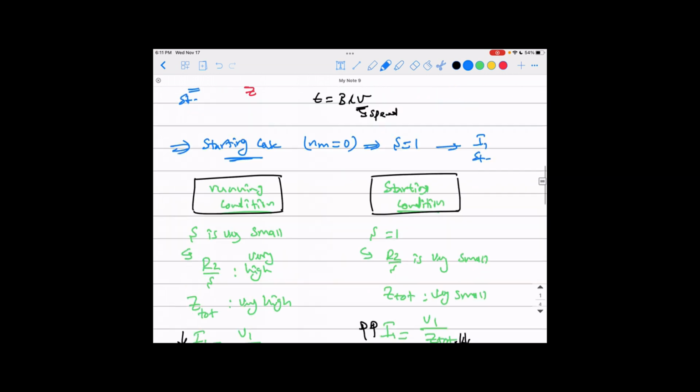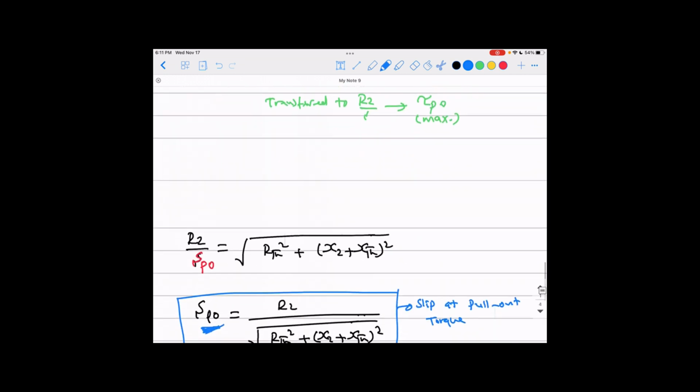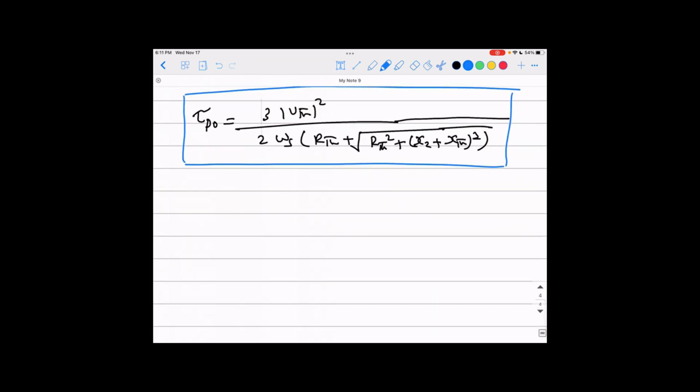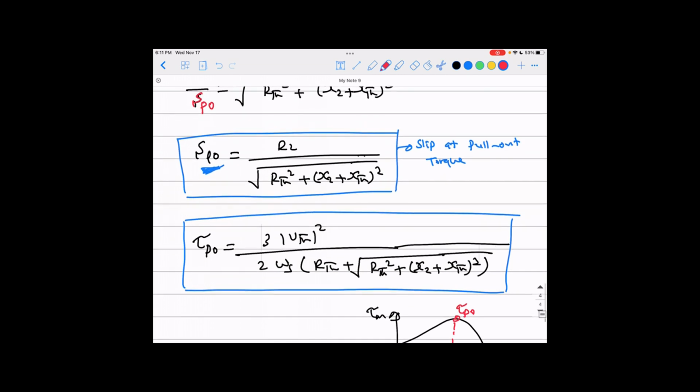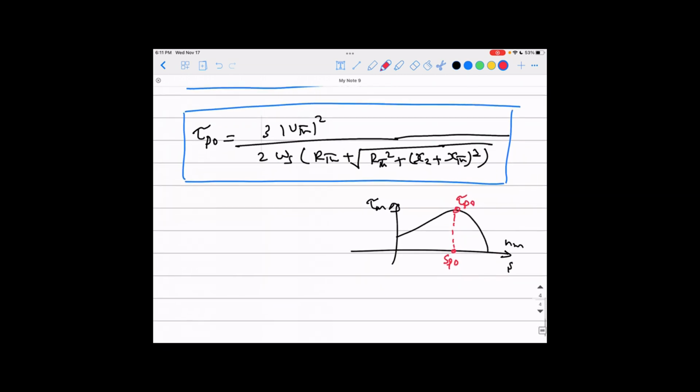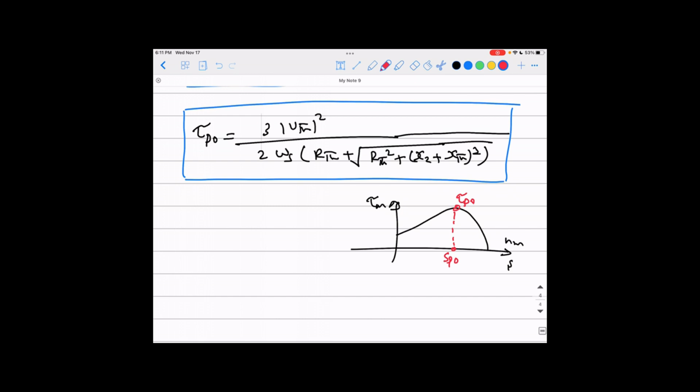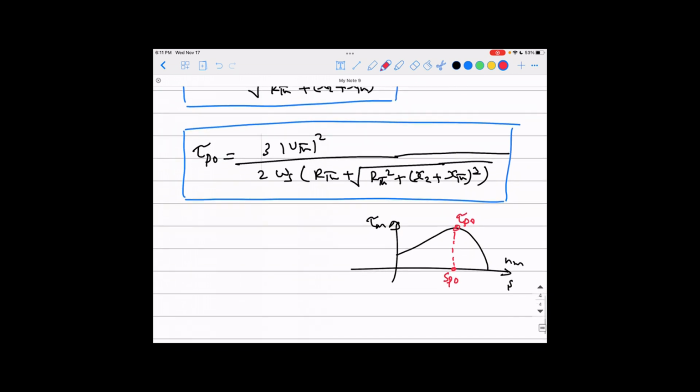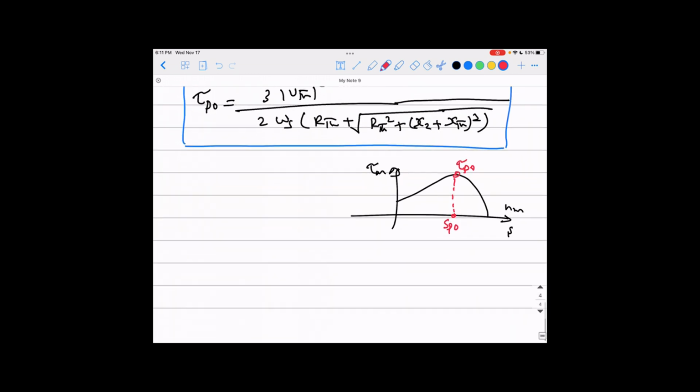Okay, guys? That is how you can find those. Remember, that is your torque speed characteristic, in newton-meters and slip. And here are the values you're talking about. That is the slip at the pull-out torque, and that is the value for the pull-out torque itself. We found this, so we derived this again using the maximum power transfer theory. Okay, guys?